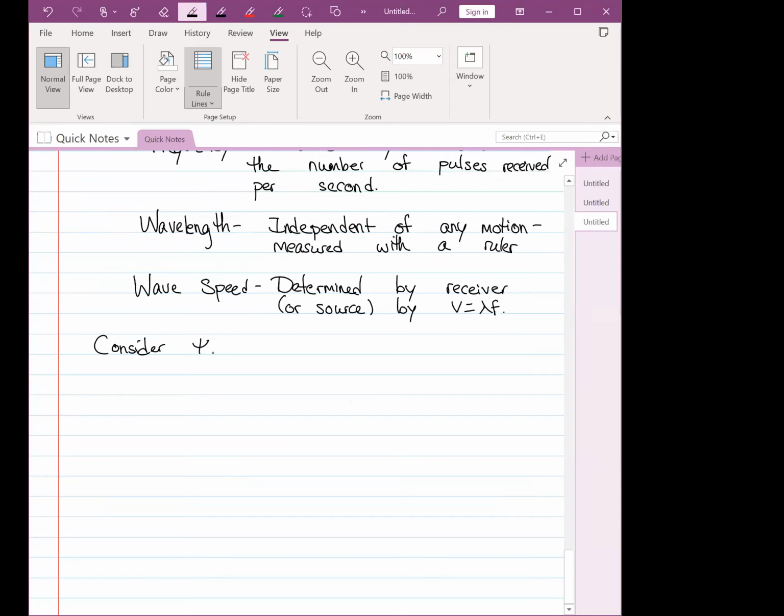Okay. So we're going to consider the case when a stationary receiver observes sound from a moving source.